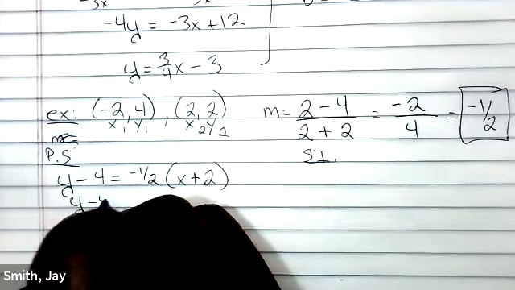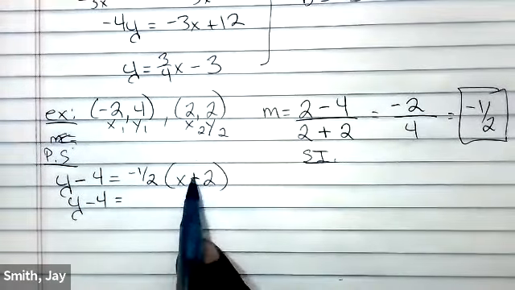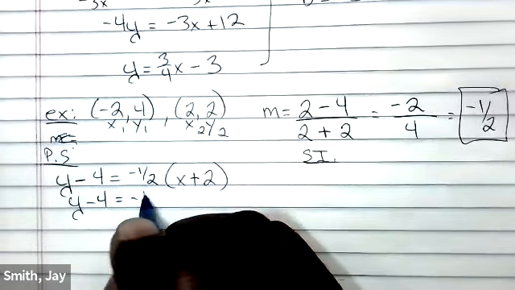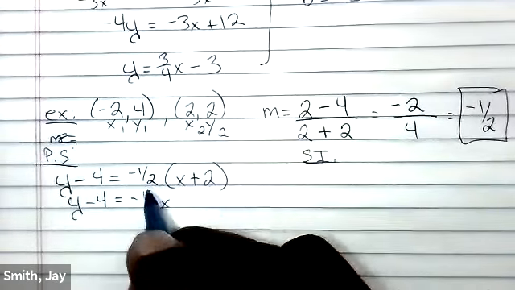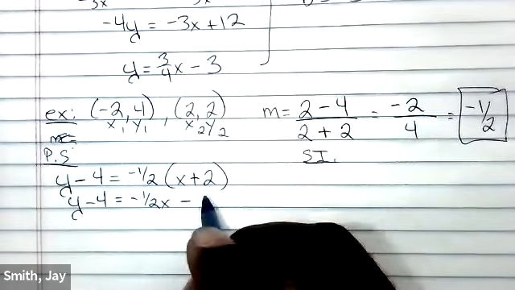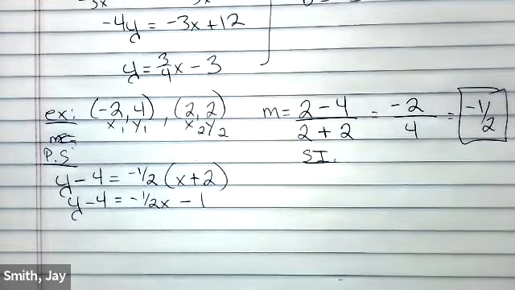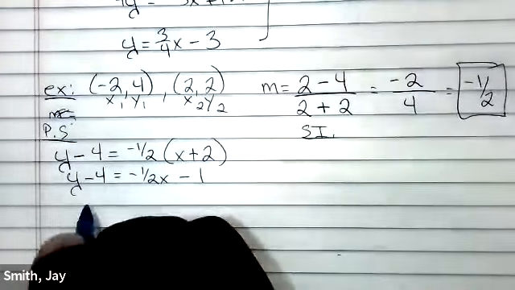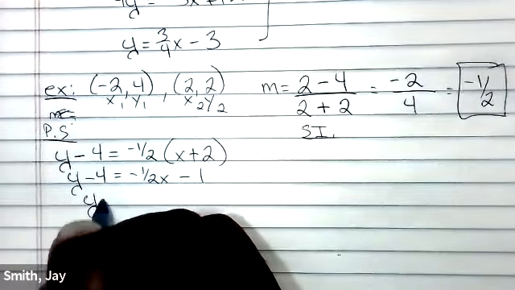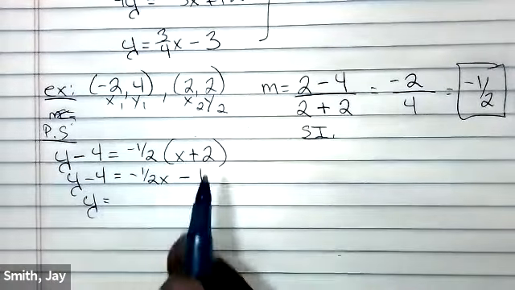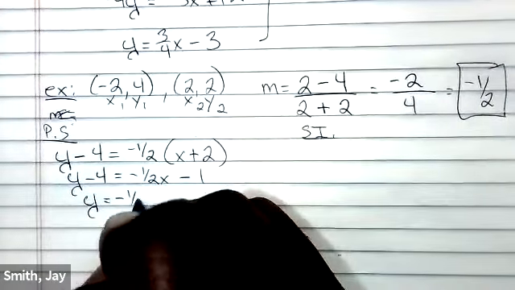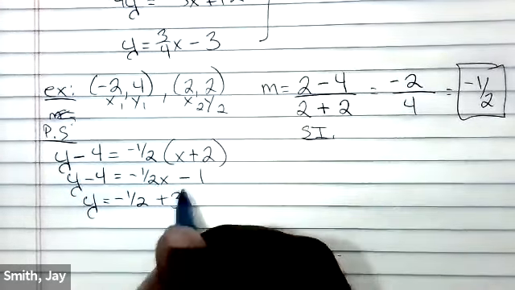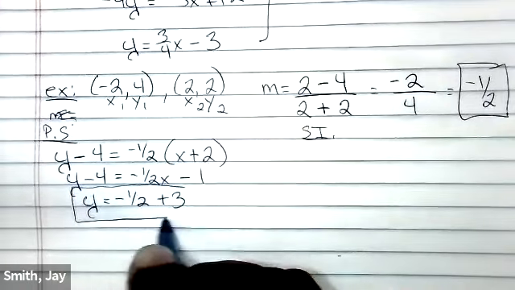This will give me y minus 4 is equal to, distribute that -1/2. That's going to be a -1/2 x. -1/2 times 2 is going to give me a -1. Last step, get the y by itself by adding 4 to both sides. So the equation that we're looking for will be y, add 4 to both sides, is equal to -1/2 x. -1 plus 4 gives you a +3. This is the equation of the line that's sloping itself here.